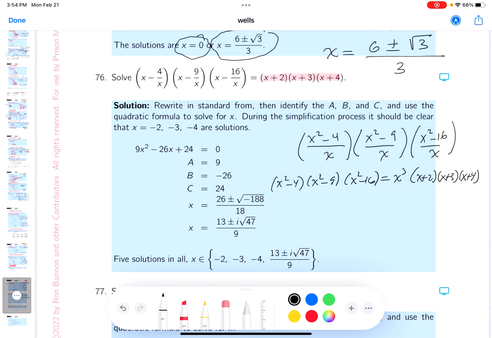Now remember, we've already found solutions to the problem. The solutions we found are these over here. So I feel pretty comfortable that I can sort of ignore those now because I know what they are, and divide both sides by this, this, and this. All right? And what would you get? x minus 2, x minus 3, x minus 4 equals x cubed.